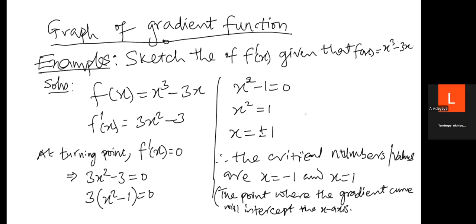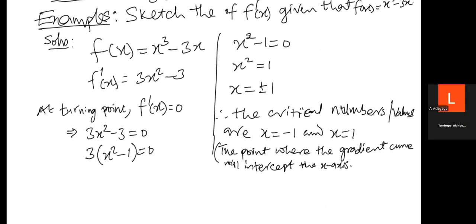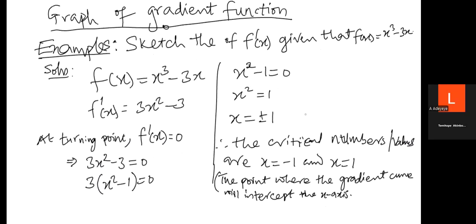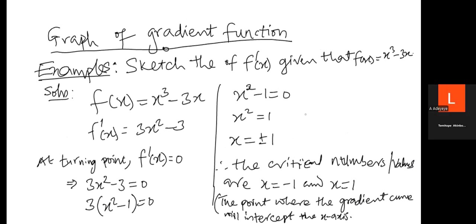Now that we have determined the critical numbers or critical values, we will now use a sign table to determine where the gradient curve or graph will be above the x-axis or below the x-axis. But before we go into that, let me quickly go over this again.